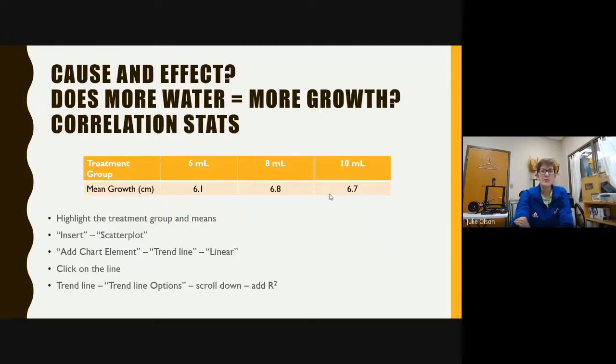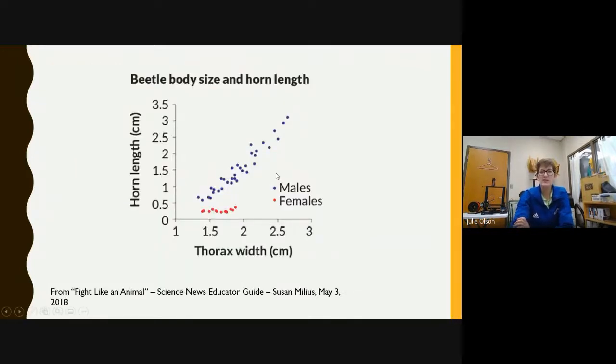So the other thing would be if we wanted to do a correlation stats, cause and effect. Does more water equal more growth according to our data? So looking at our means here, you could do a scatter plot in Excel. And so we'll show you that. I have some captures there. This is actually something from Fight Like an Animal from Science News. So you could look at this goes up, so that's a positive correlation.